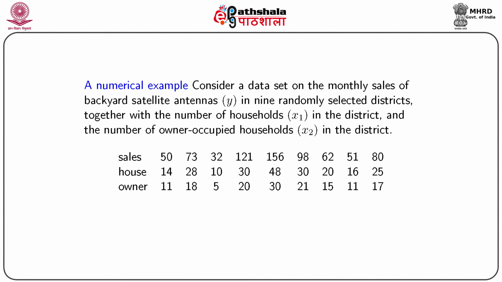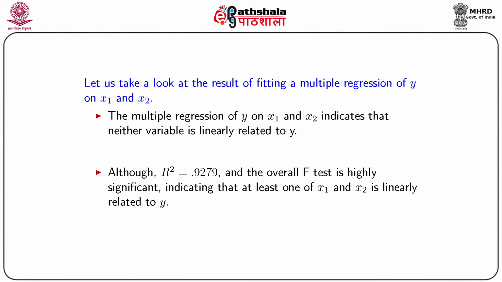The multiple regression of y on these two x's is fitted, and we see from the results how multicollinearity has affected the estimates of the coefficients corresponding to x1 and x2, and also how it has influenced the testing of hypotheses of the significance of these two variables. The multiple regression of y on x1 and x2 indicates that neither variable is related linearly to y. However, we get the R square from fitting this model as 0.9279.